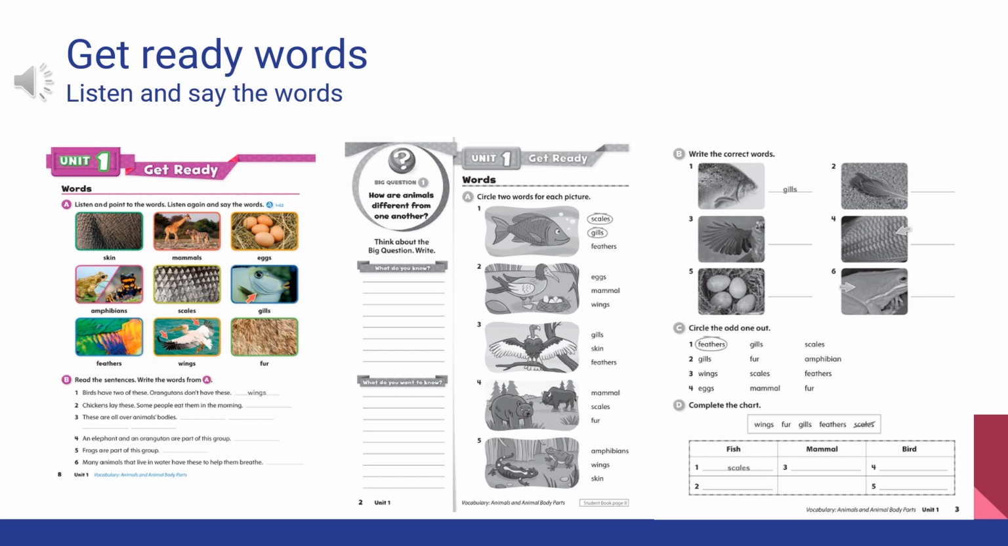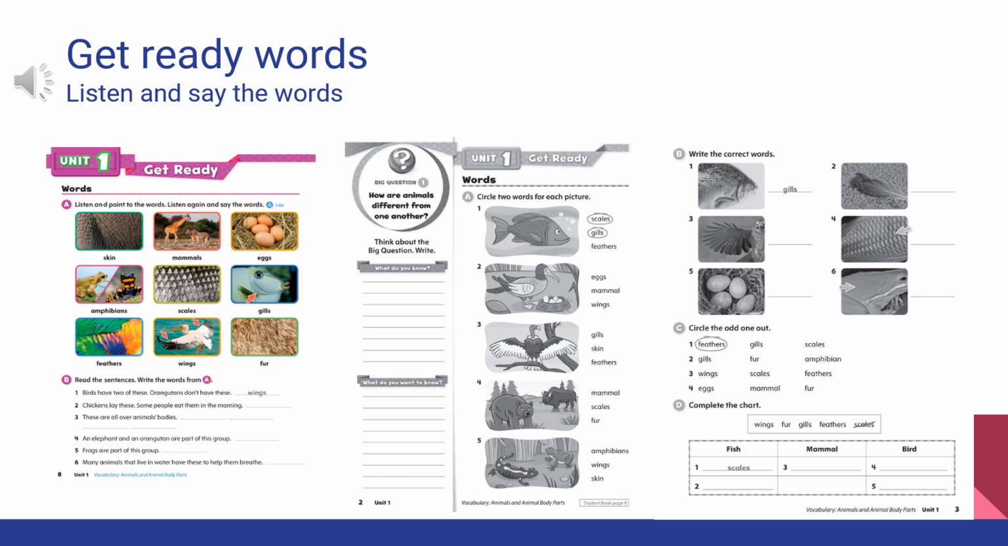Now come to part A. Circle 2 words for each picture. First one is fish, and fish has scales and gills. Second one is a kind of a bird and it lays eggs and it has wings, but it is not a mammal. Now the third one has skin and feathers, but it doesn't have gills. Number fourth one is a mammal and it has fur on its body, but it doesn't have scales. And number fifth one is an amphibian, it has skin, but it doesn't have wings.